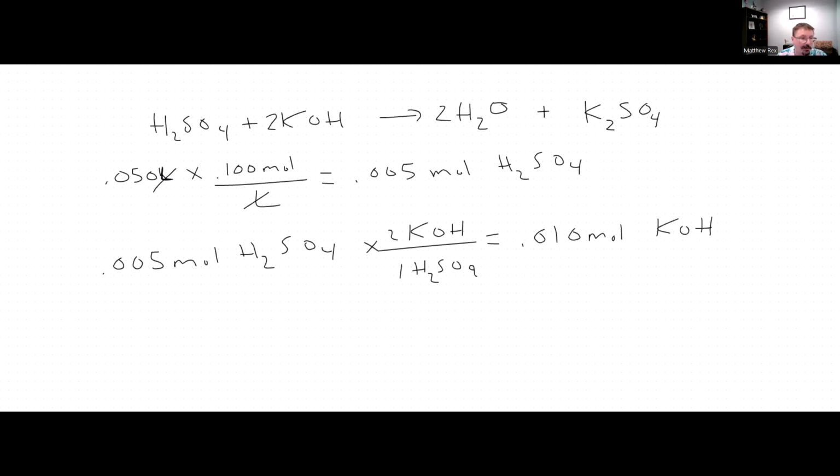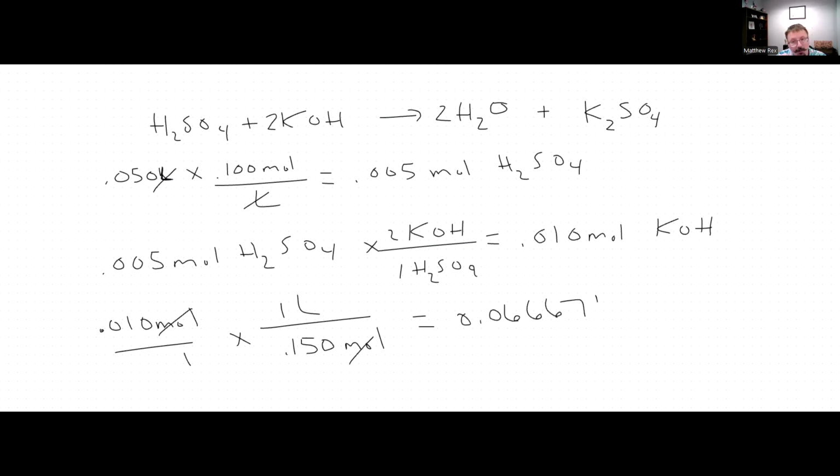So if we know how many moles of it we're going to need, and we know the concentration of the potassium hydroxide, then we can divide by the concentration, which is 0.15 molar. Moles will cancel, and we'll be left with liters. 66.6 milliliters in this case, or answer D.